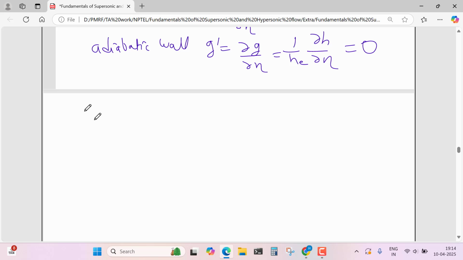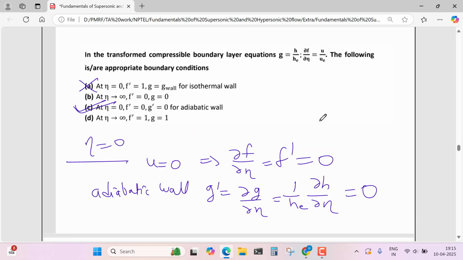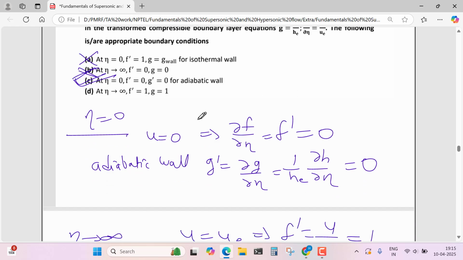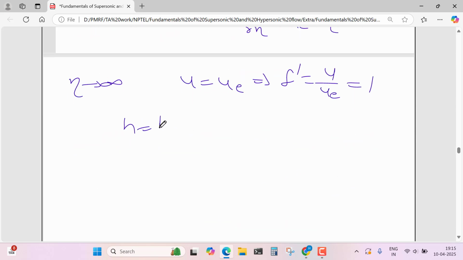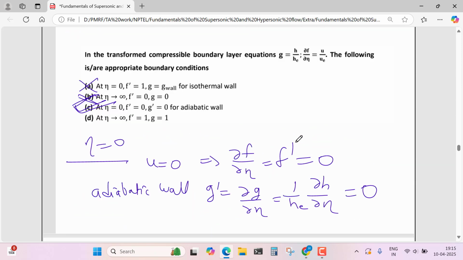Now let's say for η tends to infinity, U will be equal to Ue, which means F dash will be equal to U by Ue equal to 1. So F dash is equal to 1 at η tends to infinity, it means option B is wrong. And one more thing, this H will also be equal to He, which means G, which is equal to H upon He, will also be 1. So F dash and G both will be equal to 1. So option D is also correct.